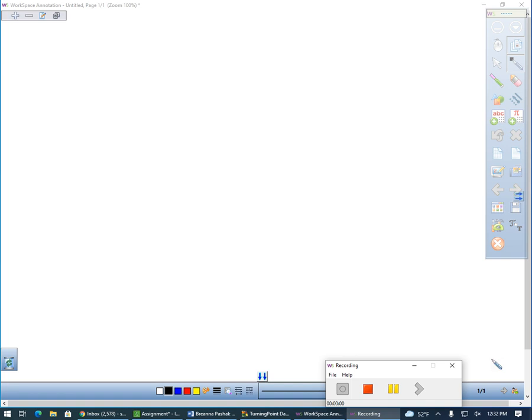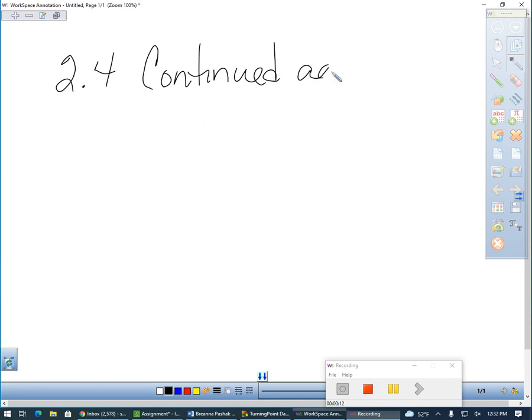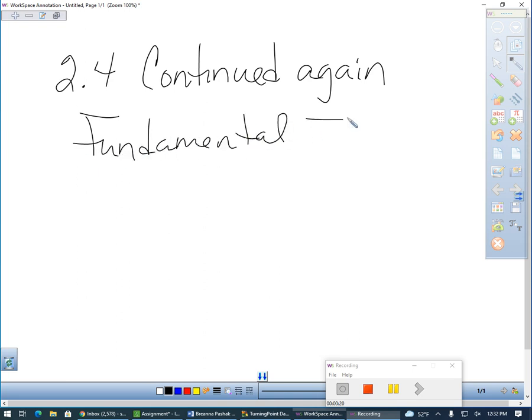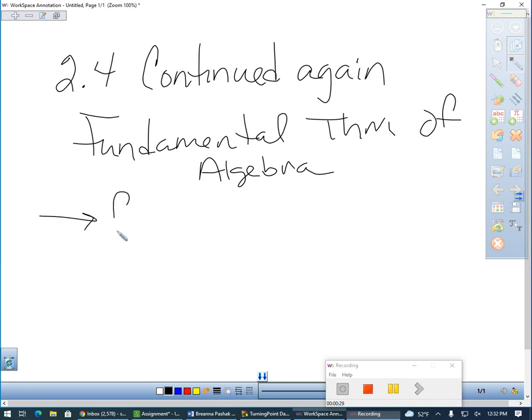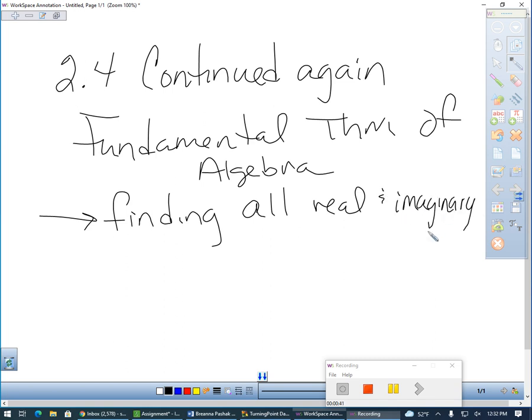Obviously we are sticking in the same section yet again. This is section 2.4, continued again. And really what we're focusing on is the fundamental theorem of algebra. All right. So really the fundamental theorem of algebra is just finding all real and imaginary zeros. So we're finding all of them today.